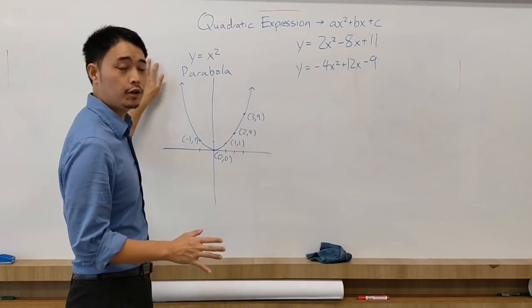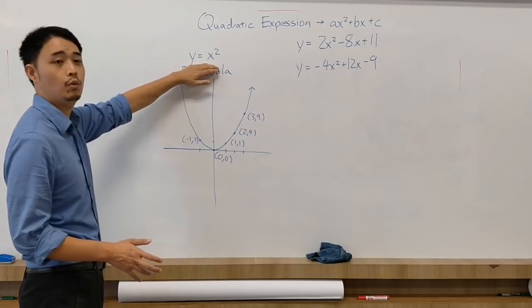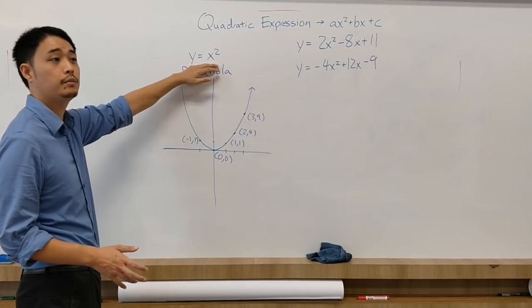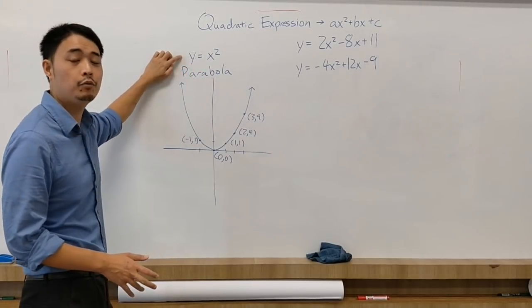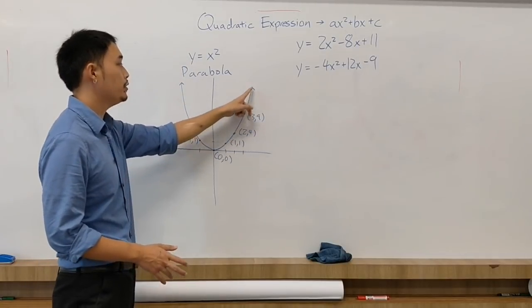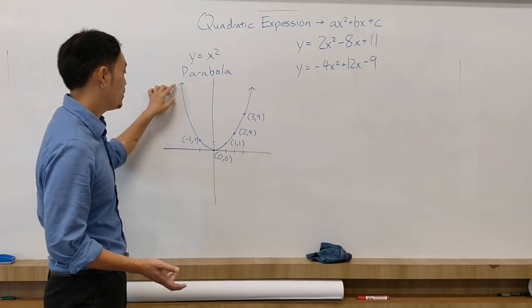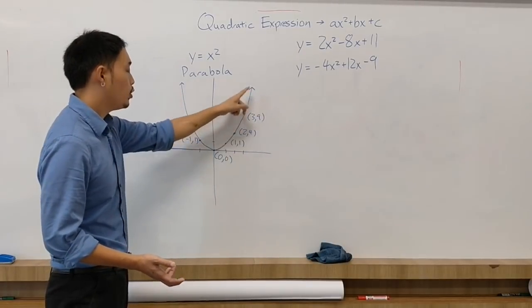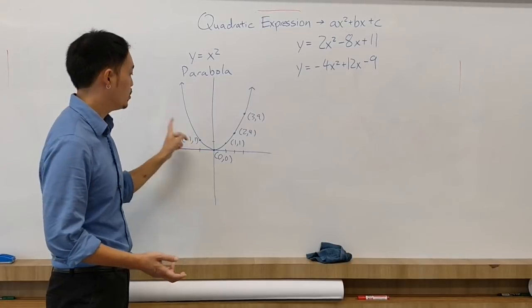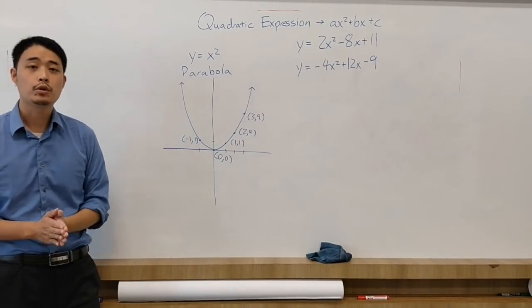But let's start by looking at the most basic type of quadratic expression, and that's something like this: y equals x squared. And if we try and graph y equals x squared, we end up with a graph that looks like this, and we call this curly shape a parabola. And a parabola can either open upwards or downwards, or to the left or to the right, but just understanding how a parabola works is important.